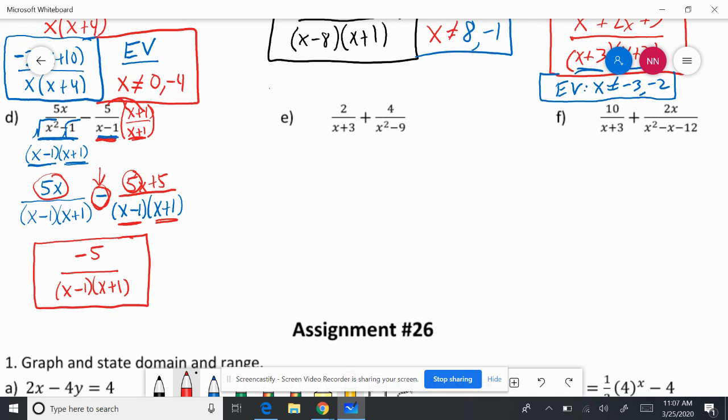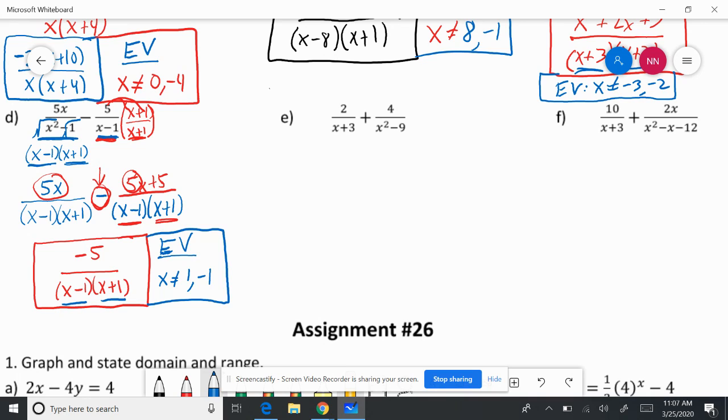We simplified it. Now what we're going to do is we're going to state our excluded values. When we're stating our excluded values, we're going to be looking for what gives us 0 in the denominator. So when we're looking closely, we see that x cannot equal 1 and negative 1.